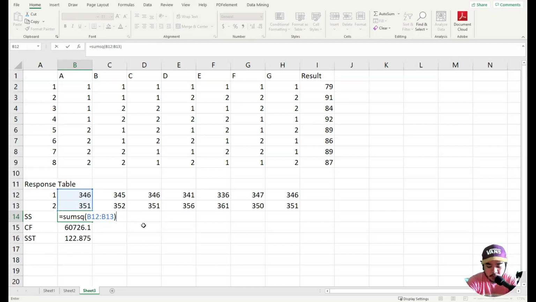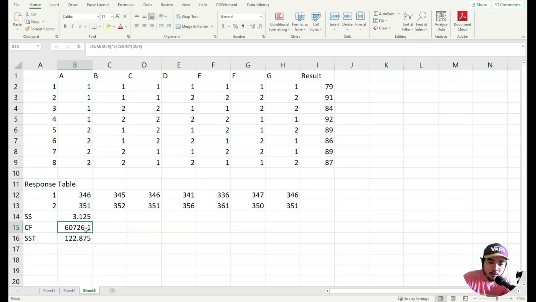Right? Always, the denominator when computing the sum of squares is the number of observations where the groupings we made came from. So this 346 comes from 4 values, and this 351 also comes from 4 values. So we do over 4, minus the correction factor. And we have this one.